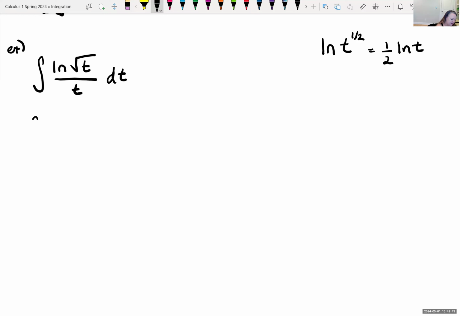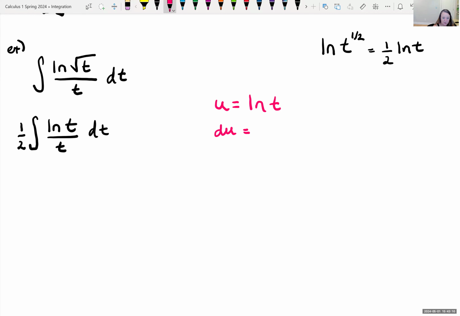So let's just go ahead and do that. So this is the same thing, and I can pull that 1/2 out front. So this is 1/2 the integral of the natural log of t all over t, dt. So if there's a natural log as part of your function, choose that piece to be your u. If I took the derivative of both sides, I get du equals, well, the derivative of the natural log of t is 1 over t, dt. Multiply both sides by t, I get dt equals t du.